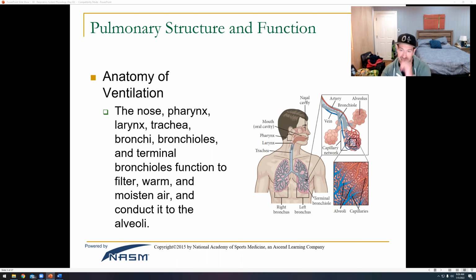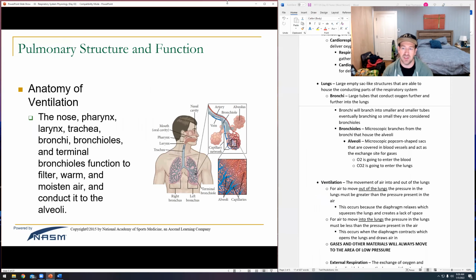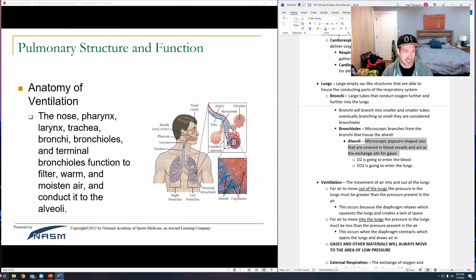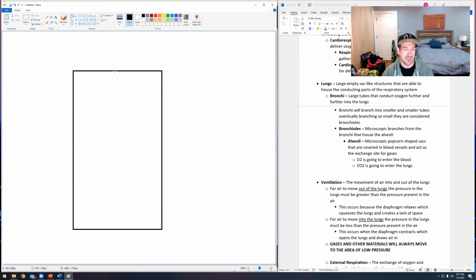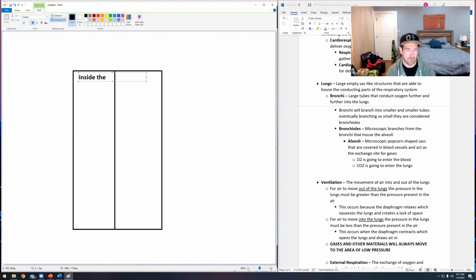So that's what's happening at the lungs. And that is why this big tube branches smaller and smaller and smaller. It is filled with all these alveoli, these little popcorn shaped sacs, and those popcorn shaped sacs are covered in blood vessels. If we look at it, let's say this is the wall here, and this is the inside of the alveoli, and then you've got red blood cells on this side of the wall over here.